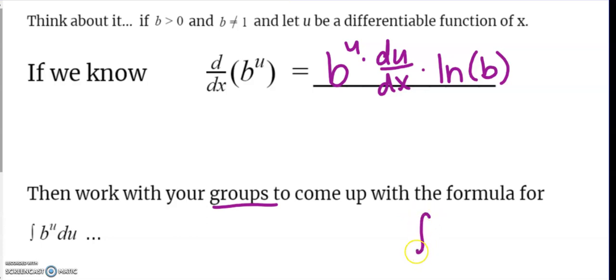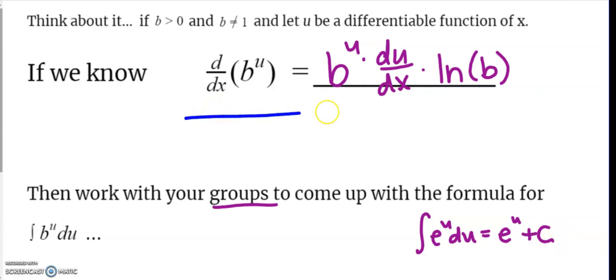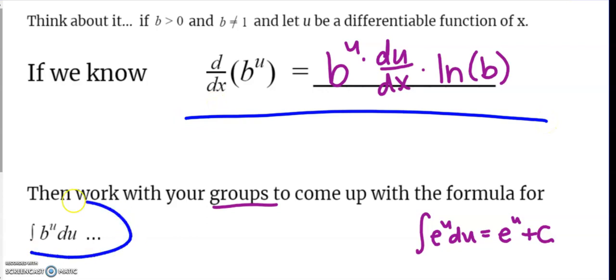I'll remind you that the antiderivative of e to the u du was equal to e to the u plus c. So think about how things might need to change or adjust based on our derivative rule up here in order to get the integral rule down here. Take a minute and just kind of think. Work through it. Make a guess. It's okay to be wrong. See what your intuition comes up with. Pause your video. When you're done, unpause and we'll talk about it.